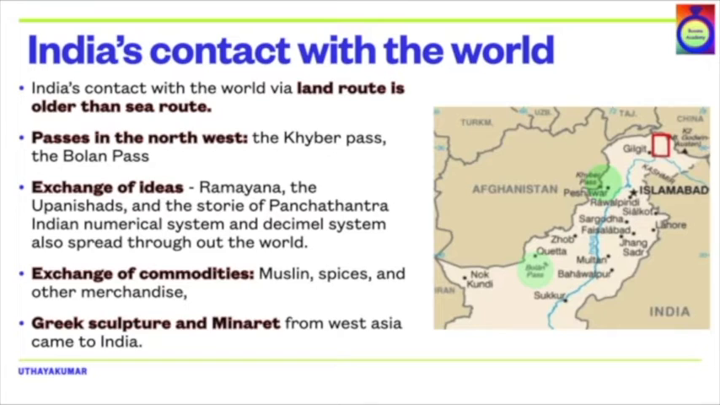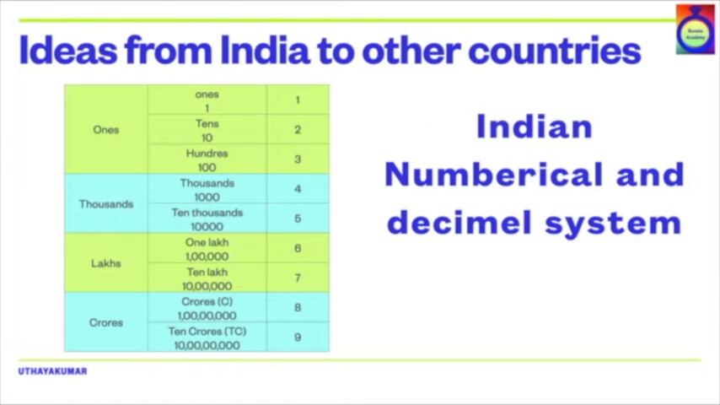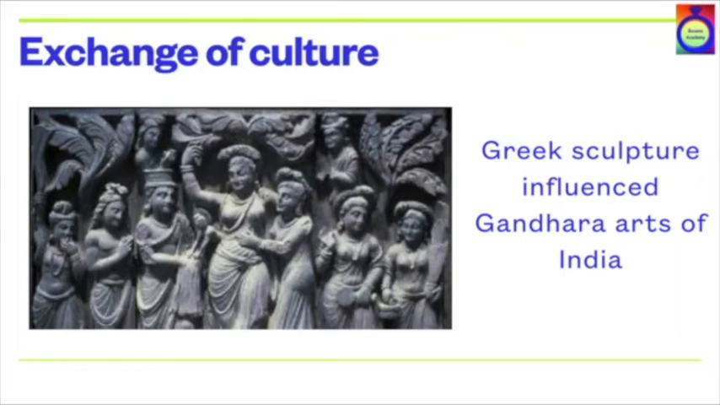For example, Greek sculpture and minaret from West Asia. These are two things that came to India through these contacts with the outside world. Indian numerical system and decimal system. This system, we exchanged this numerical system with the outside world. As far as exchange of culture is concerned, Greek culture influenced the Gandhara arts of India. Gandhara arts flourished during the reign of Kanishka Emperor.